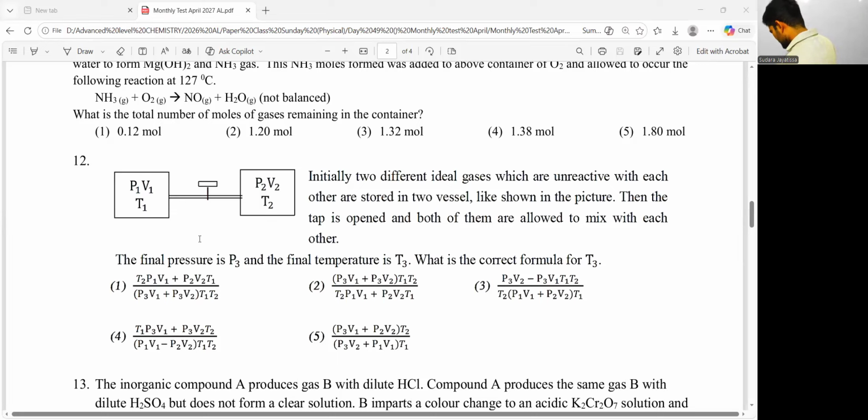It says there are 2 containers. Okay, so when you open the tap, both gases are allowed to mix with each other. And it says the final pressure is P3 and the final temperature, it's a common temperature. Final temperature is T3.